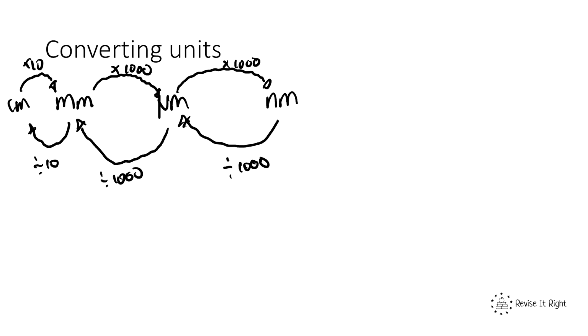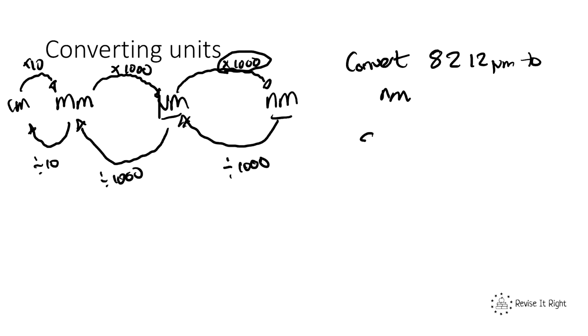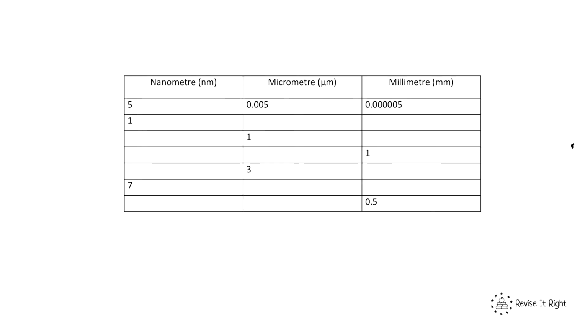So let's go through a worked example. Convert 8,212 micrometers to nanometers. So that's the first worked example. To get from micrometers to nanometers, we have to times it by 1,000. So we do 8,212 times 1,000, and that should equal 8,212,000 nanometers.